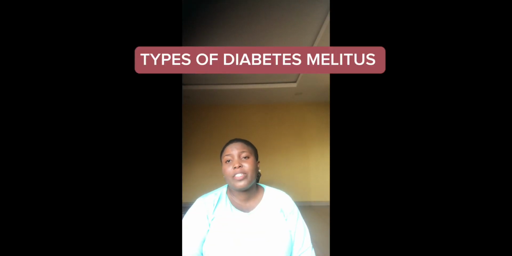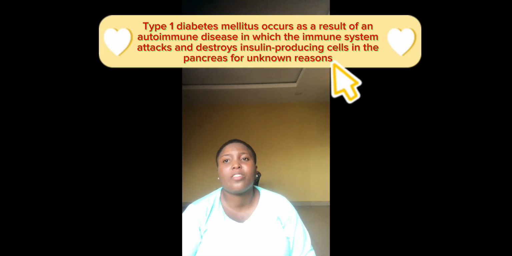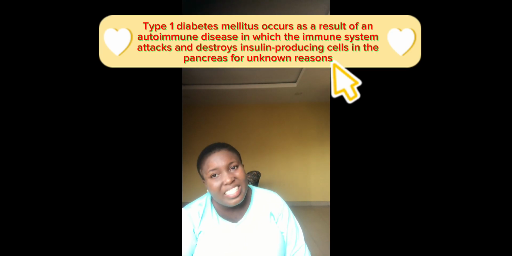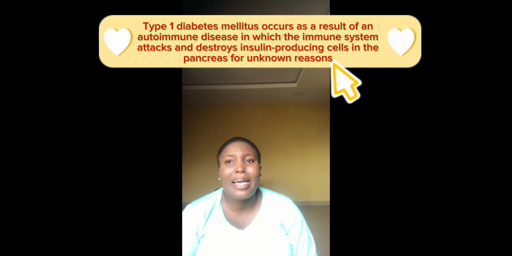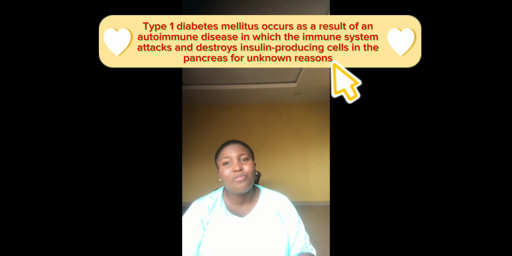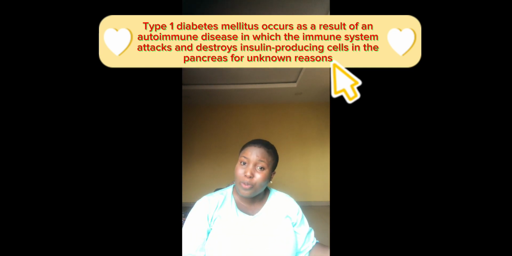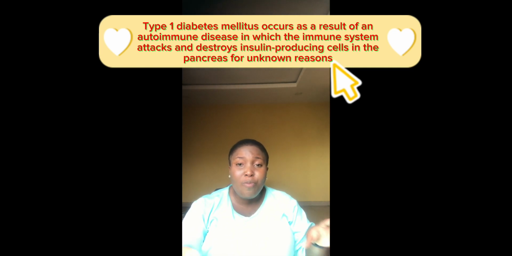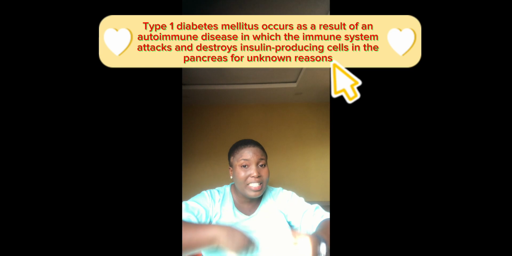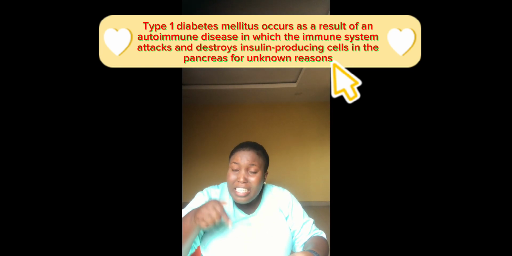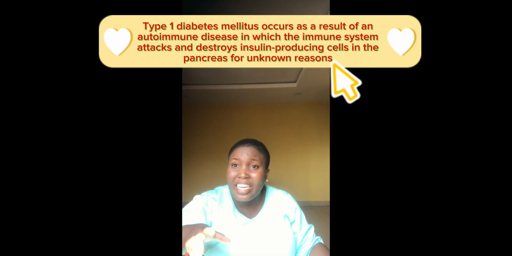So, types of diabetes mellitus. We have type 1 diabetes mellitus, an autoimmune disease in which the immune system attacks and destroys insulin-producing cells in the pancreas for unknown reasons. This one has an unknown cause. Autoimmune is when the immune system is fighting against itself. In this case, they are fighting against the insulin-producing cells in the pancreas.